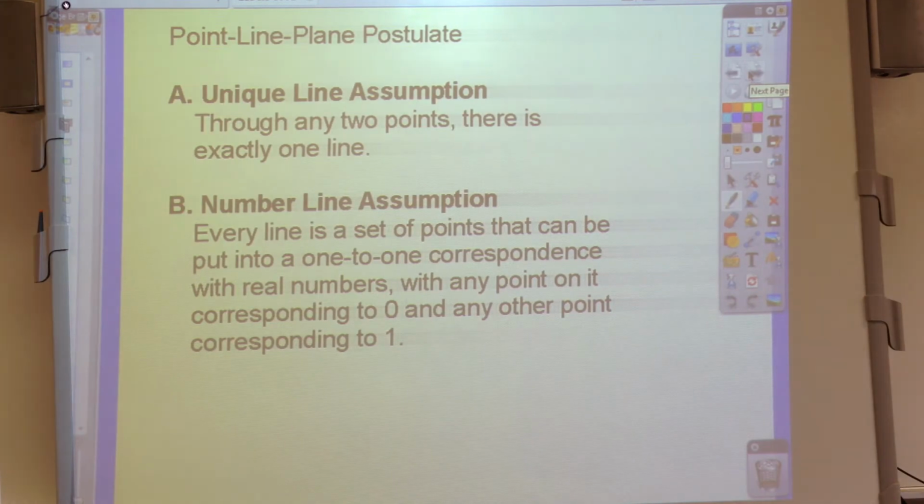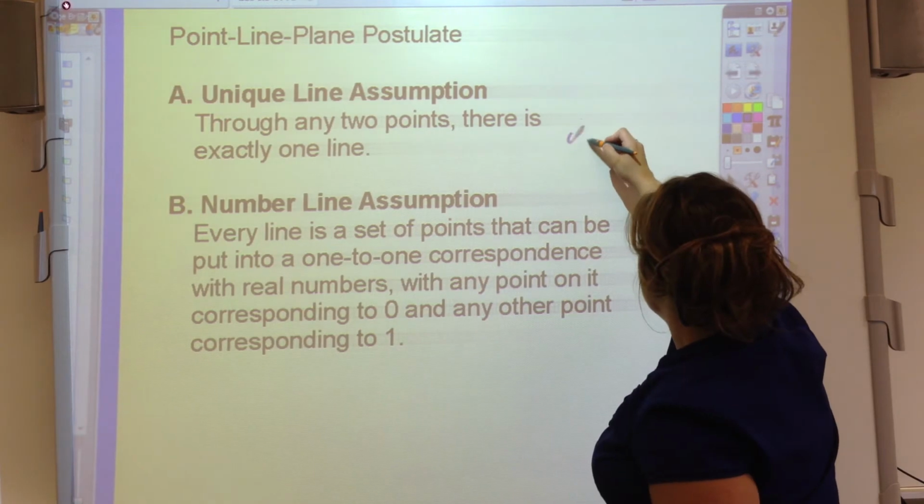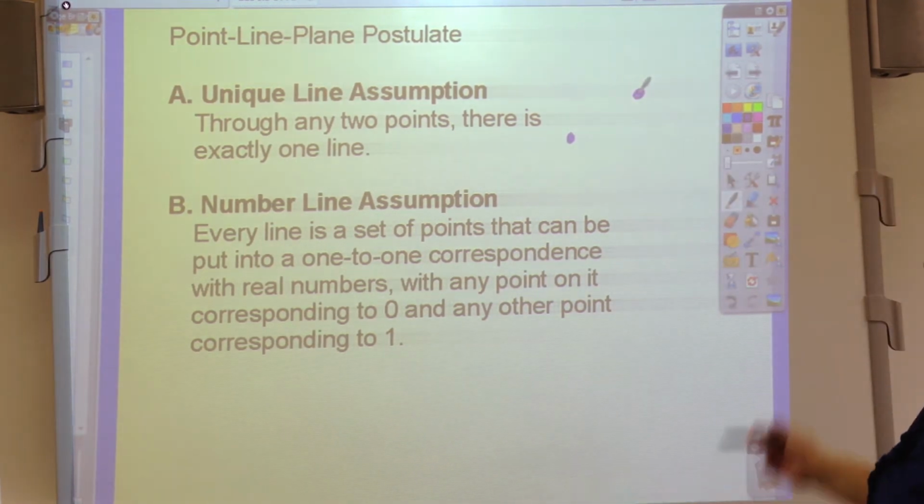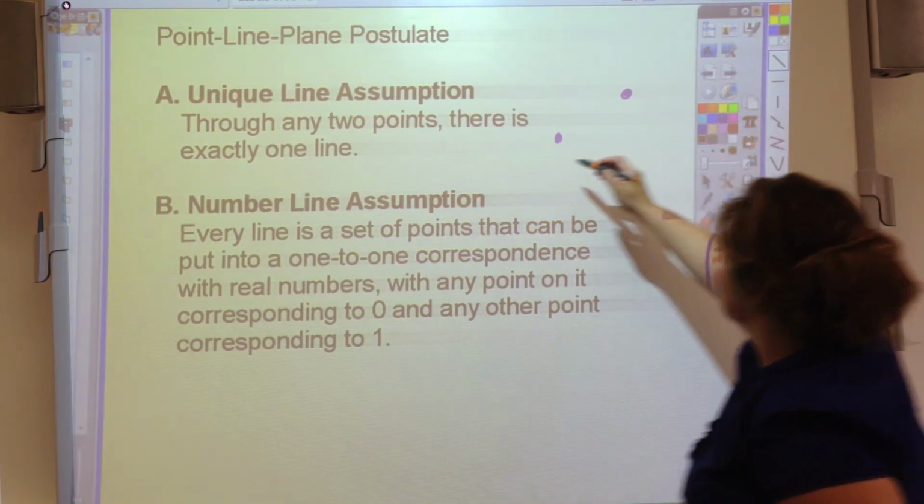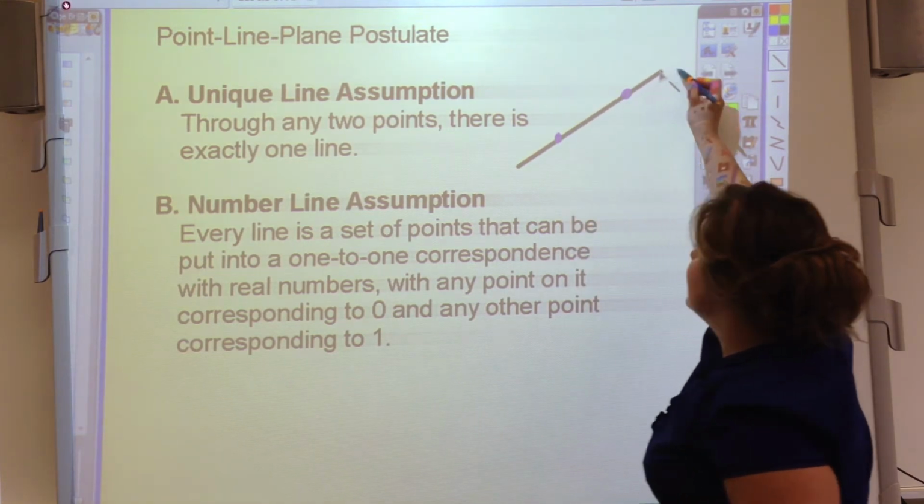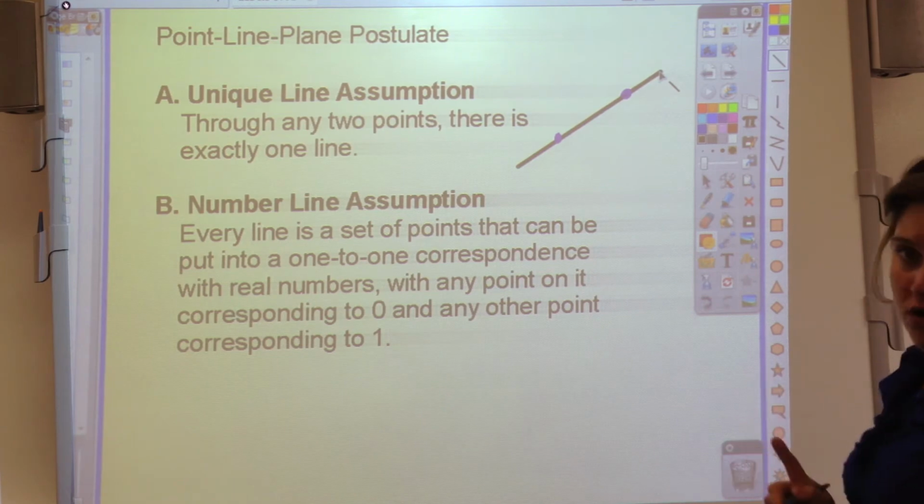And let's talk about the point, line, plane postulate. The unique line assumption says through any 2 points there is exactly one line. For example, if I draw a point here and a point here, because lines are linear, they have to be straight. And so the only way to get a line through these 2 points is to take the straightest path. That means there's only going to be one of them.